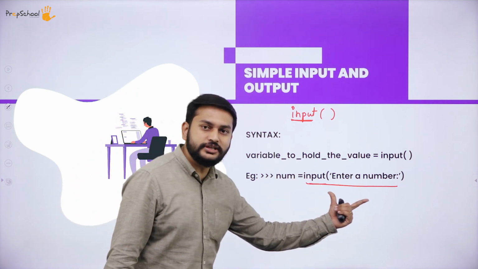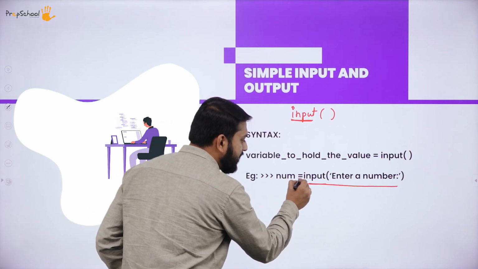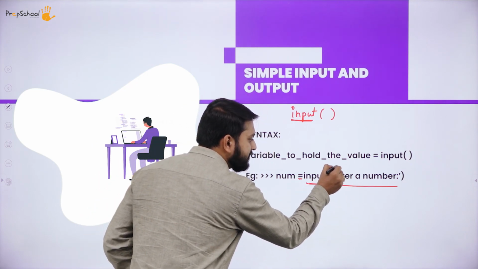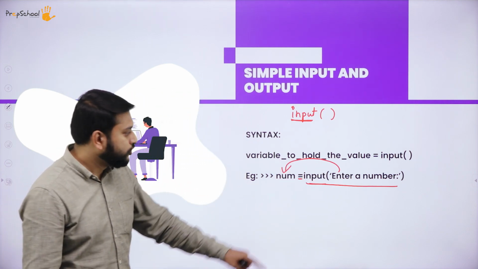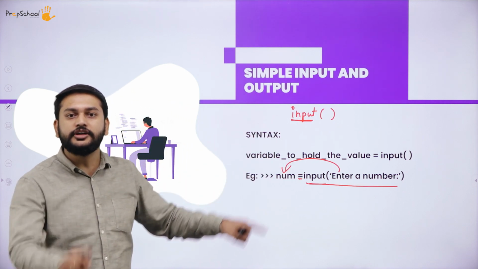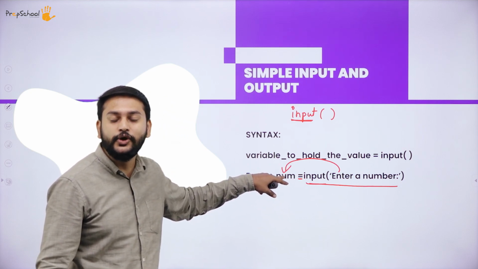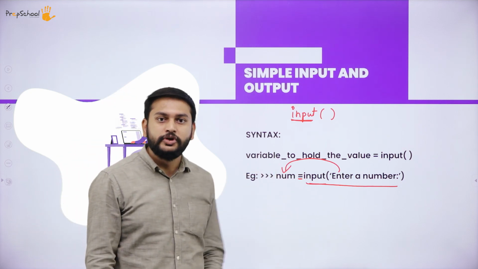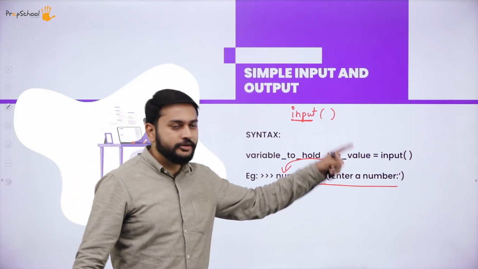Whatever the user types will be stored by this statement, and we assign whatever value we have in this statement to this variable. If I enter anything, that will be assigned to this particular variable. Suppose I enter Kaushik, then I will be assigning that value to num. If I print num, it should give me Kaushik. That is how this input statement works.